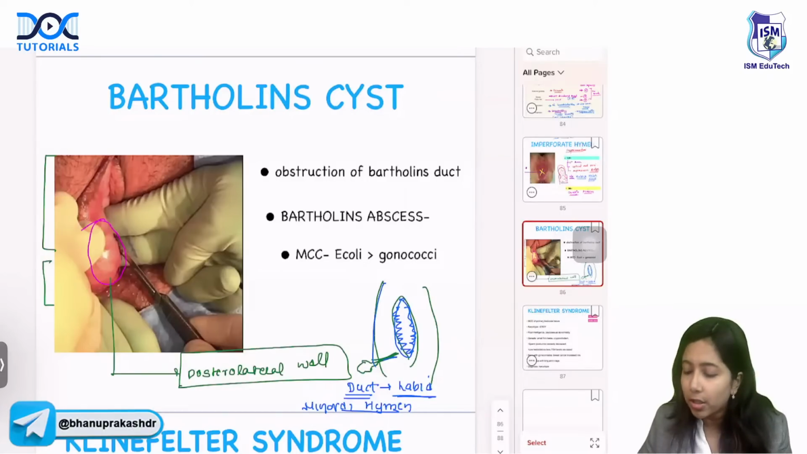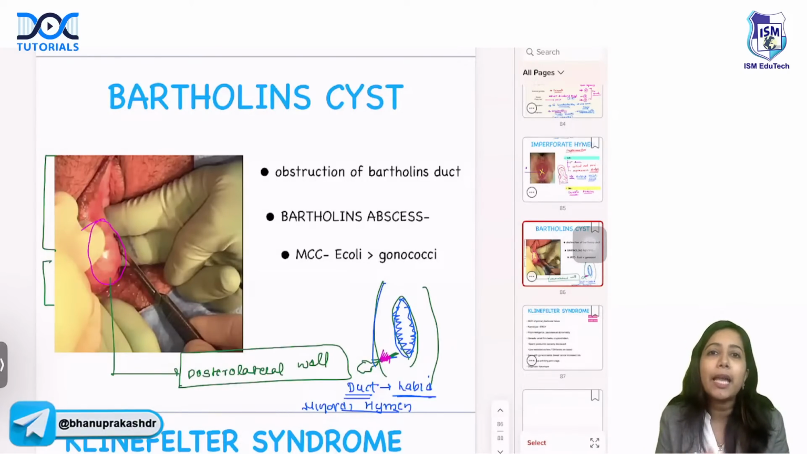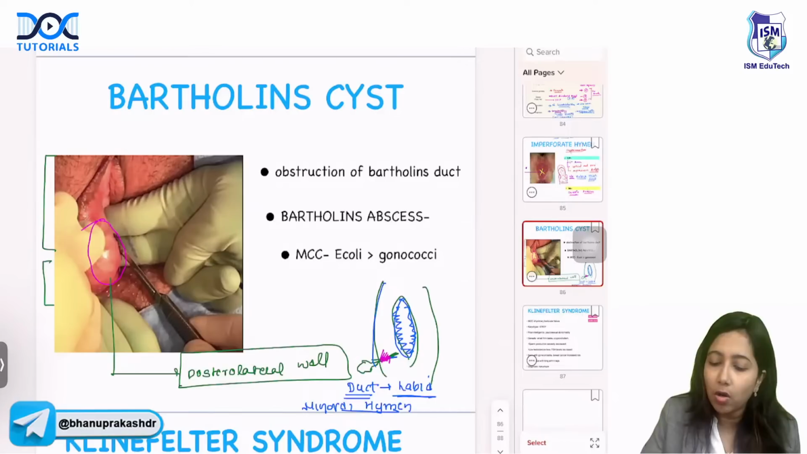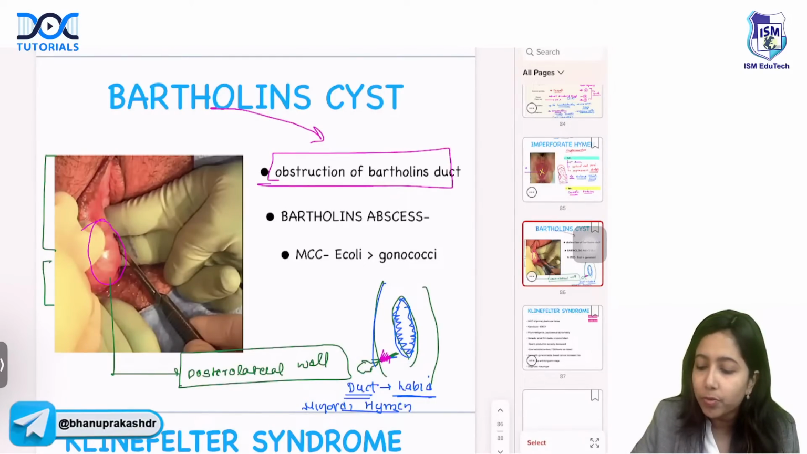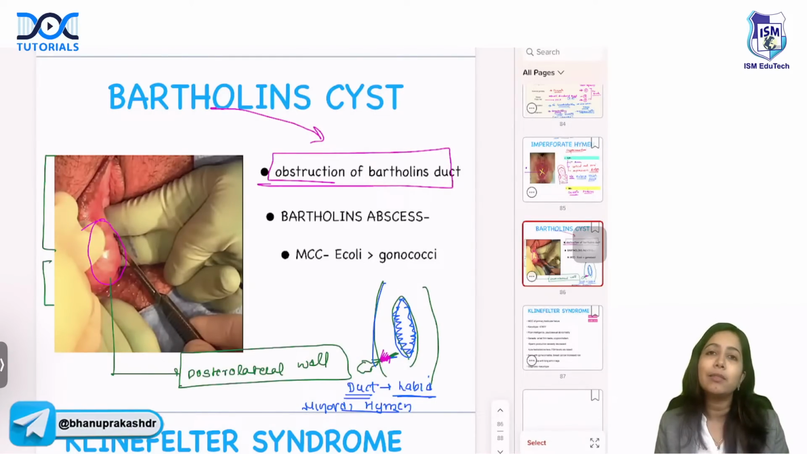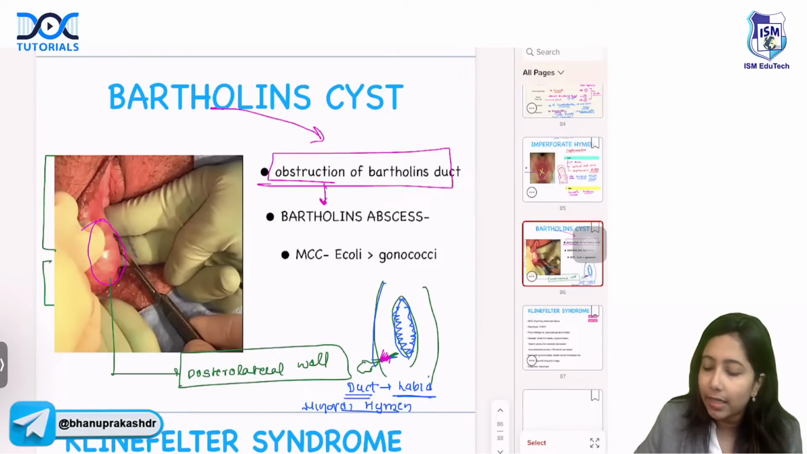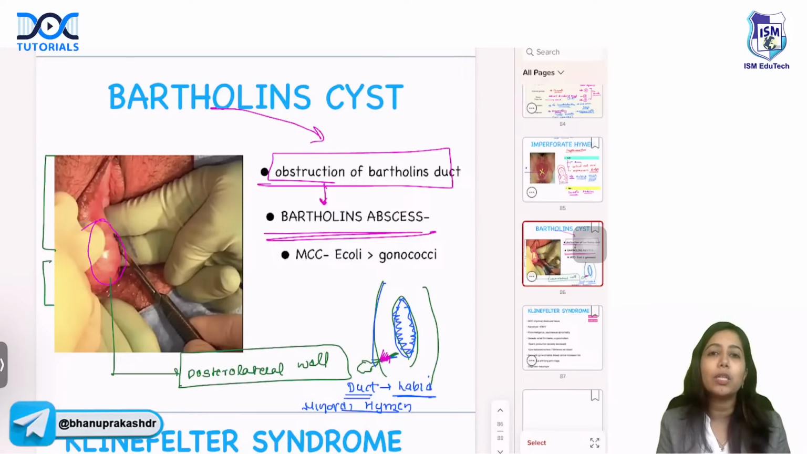Whenever there is obstruction of the Bartholin's duct, due to some cause, what will happen? There can be a Bartholin cyst. So what is the cause of Bartholin cyst? It is due to obstruction of the Bartholin's duct. Finally, what can happen? In this cyst, there can be some infection which will lead to Bartholin's abscess.